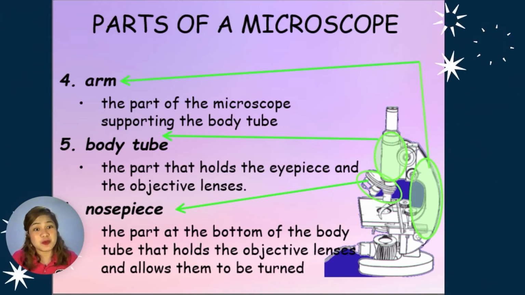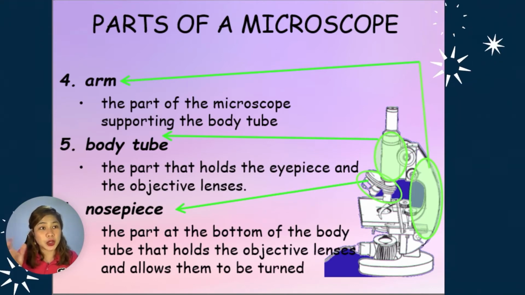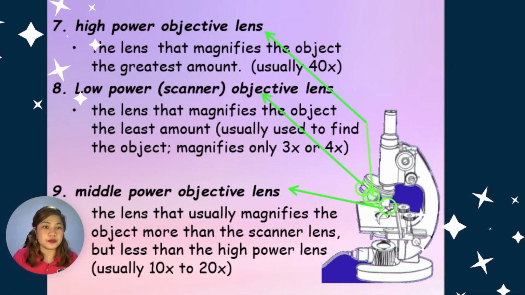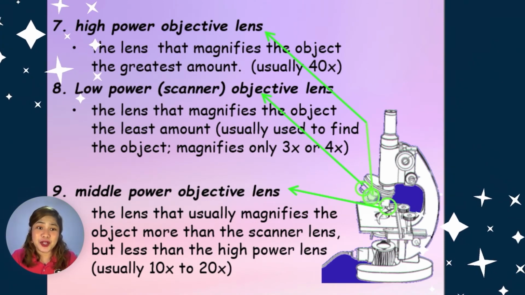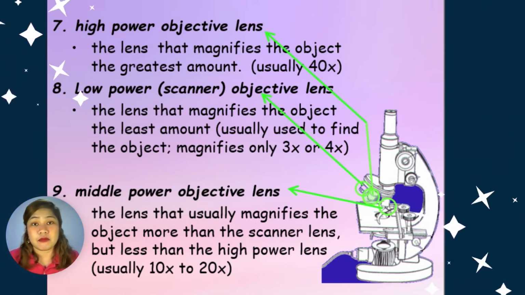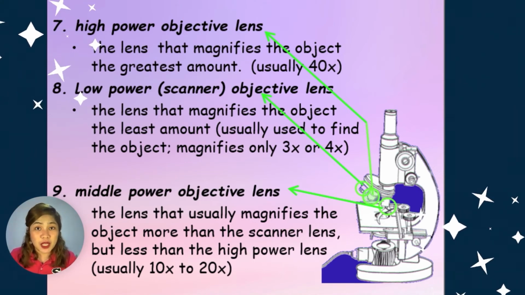We also have the nosepiece. The nosepiece is the part at the bottom of the body tube that holds the objective lenses and allows them to be turned. So you can actually turn and rotate the nosepiece depending on what objective you will use. We also have the different objective lens. So when you turn the nosepiece, you can use a specific type of objective lens.